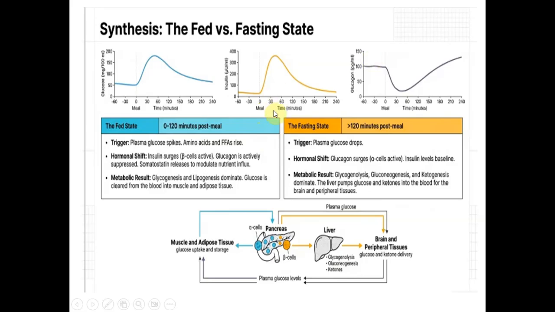All right, and in the fasting state, that is after 120 minutes post meal, the plasma glucose drops, and you can see the glucagon surge by the alpha cells, and insulin levels become baseline. The metabolic results are that glycogenolysis, gluconeogenesis, and ketogenesis dominate, and the liver pumps glucose and ketones into the blood for the brain and peripheral tissue.